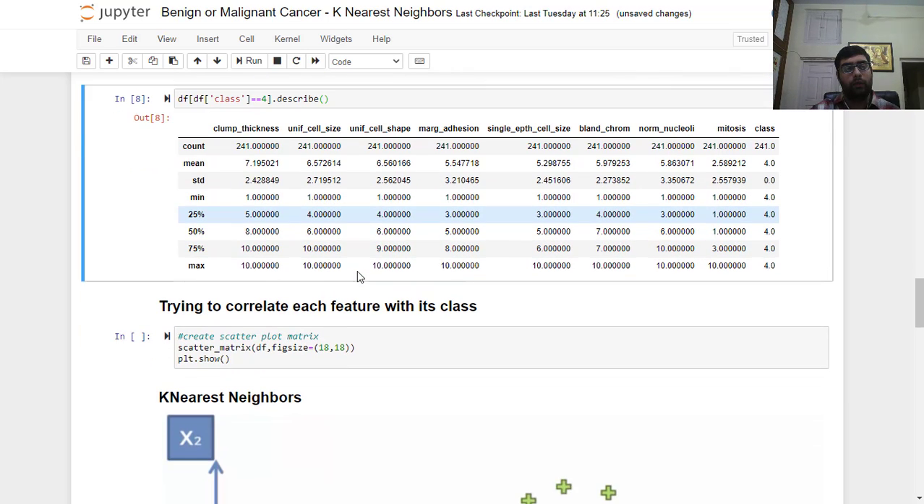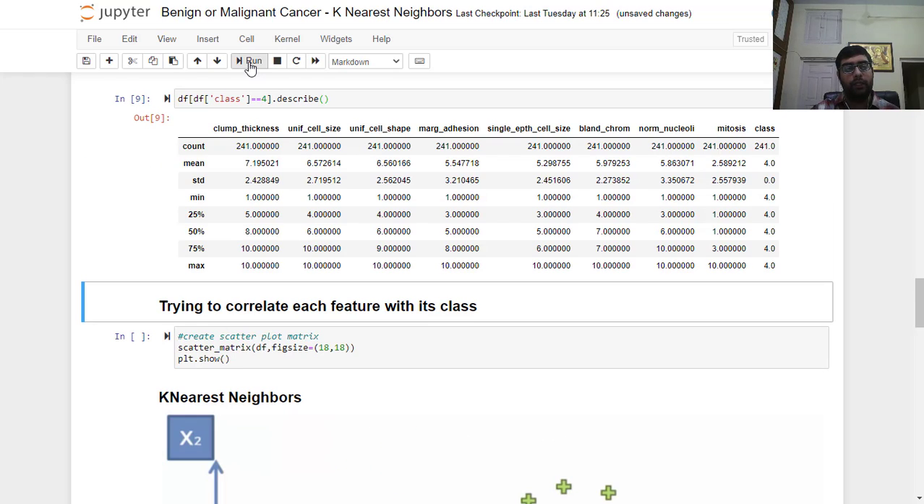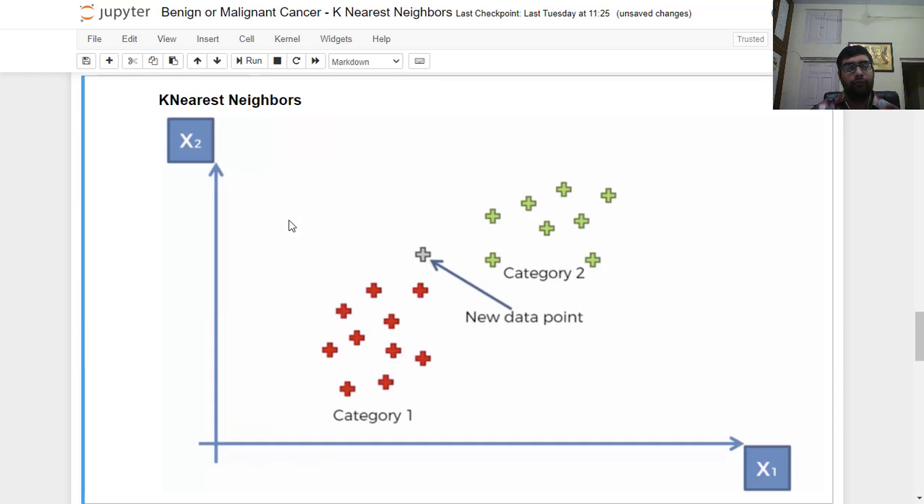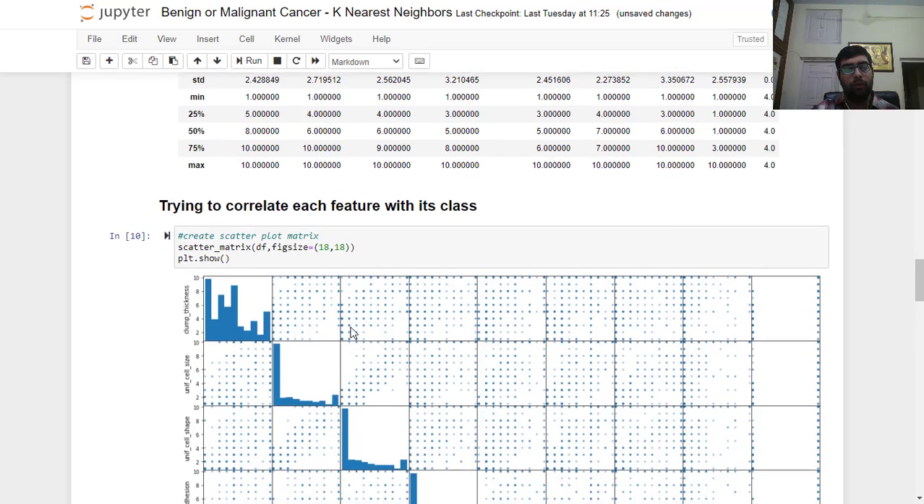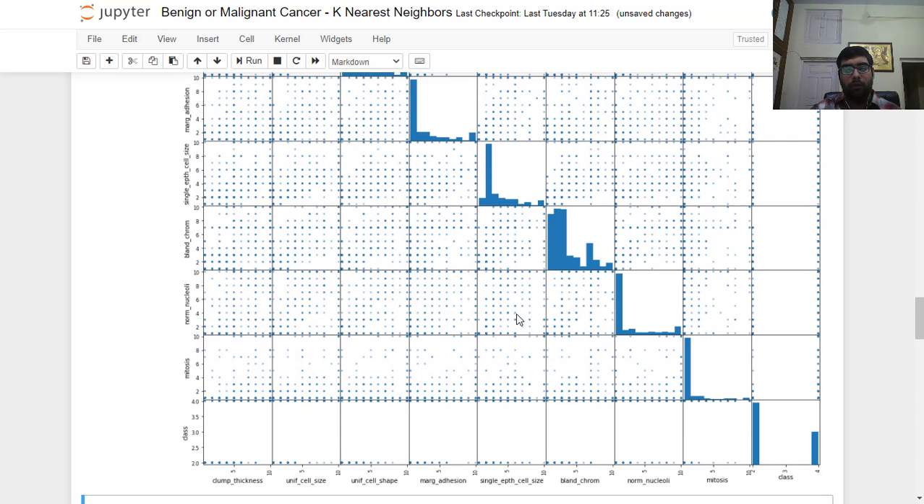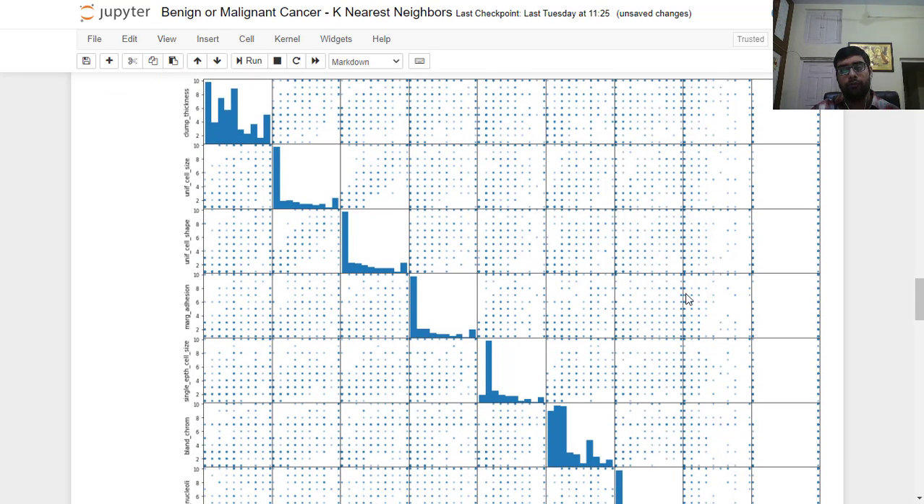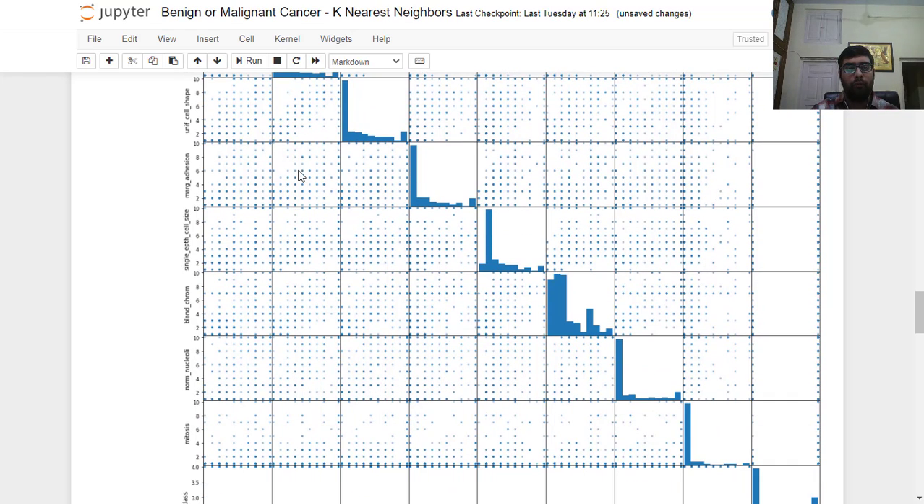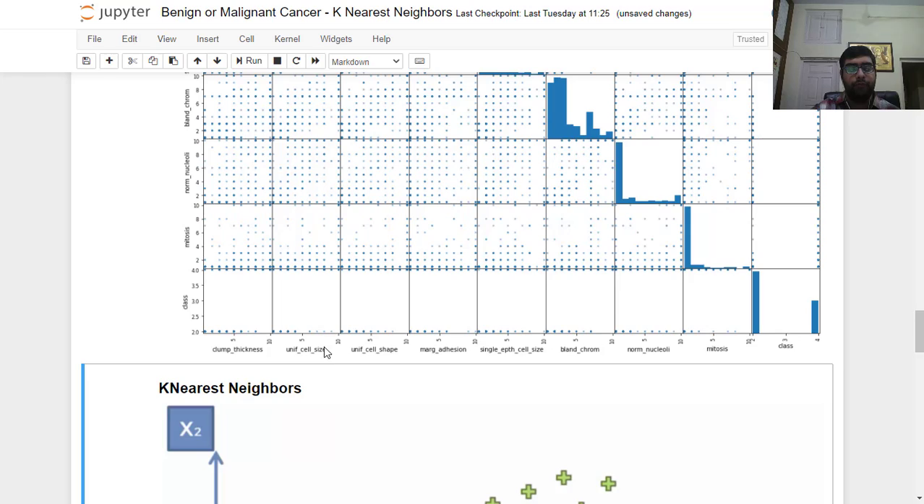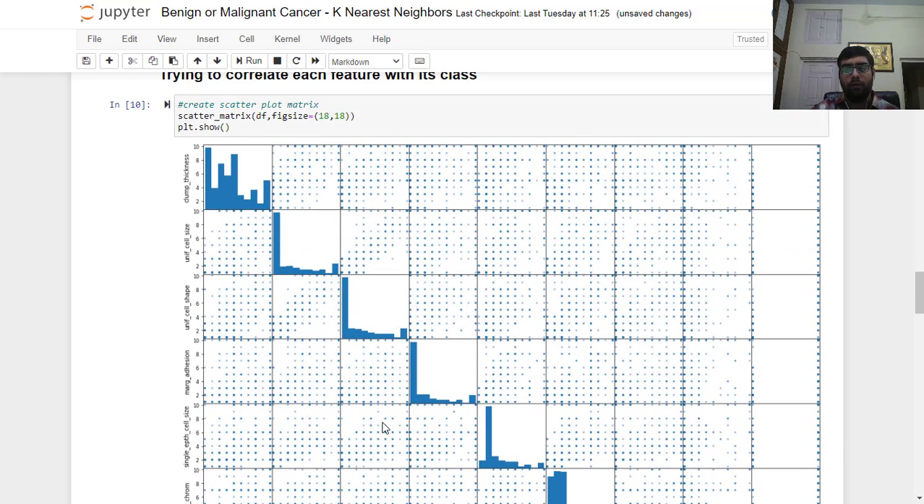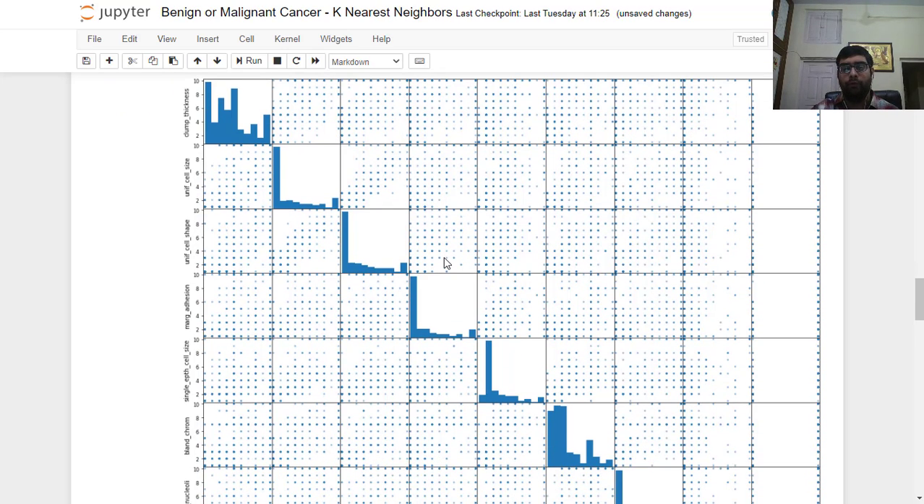So let's correlate each feature and try to see if it helps. We have our features correlated, but not much of a conclusion can be drawn from here, because no pattern is visible clearly apart from unit cell shape and unit cell size. We do not have any good pattern which we can analyze and apply in our algorithms, or use to choose which algorithm to apply.